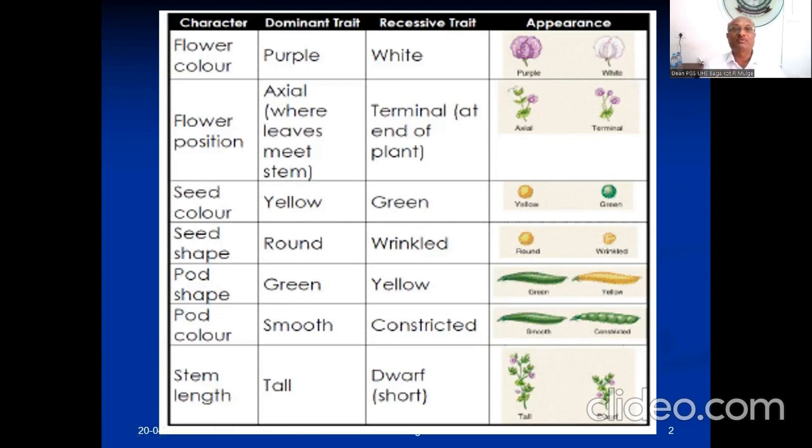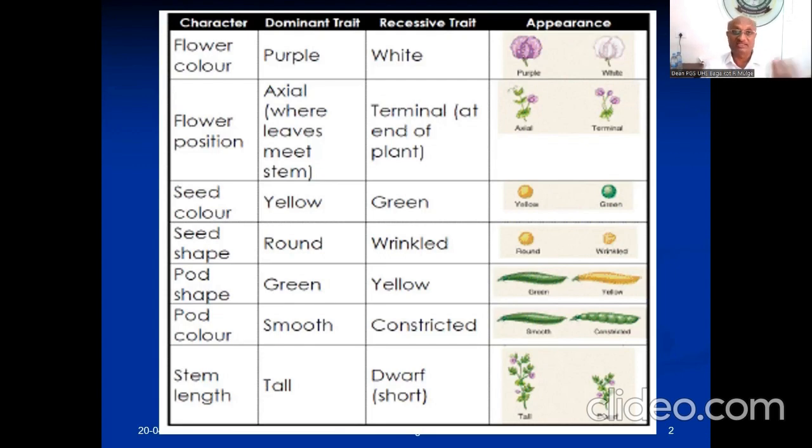If he crossed two plants, one plant with purple flower color and another with white flower color, he got a hybrid F1. That was the purple color. He concluded that purple is dominant over white. So purple is controlled by one allele, and white is controlled by another allele. For this gene, two alleles are there, and the dominant allele will suppress the expression of the recessive allele. That's why in F1 you are getting only purple color.